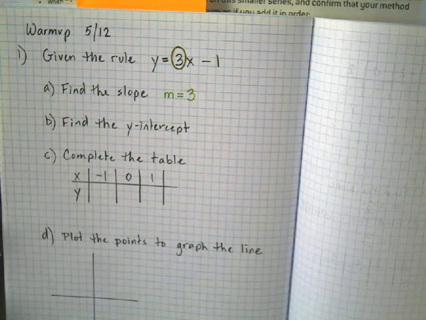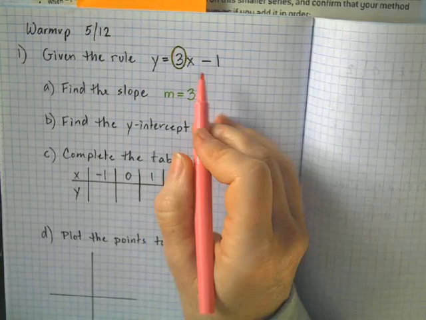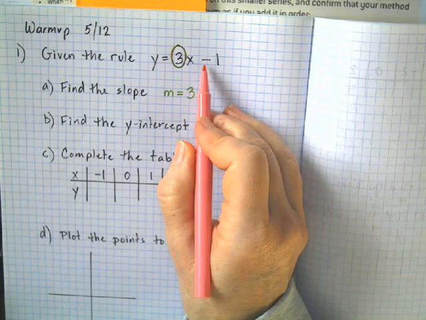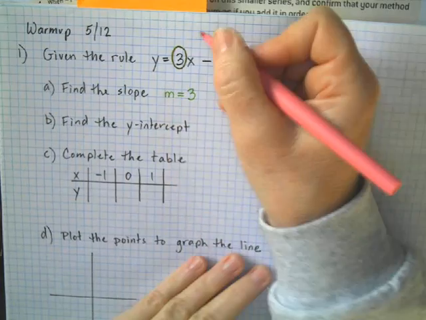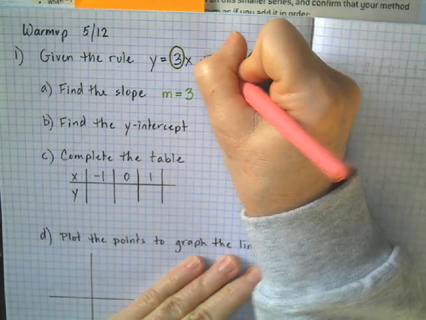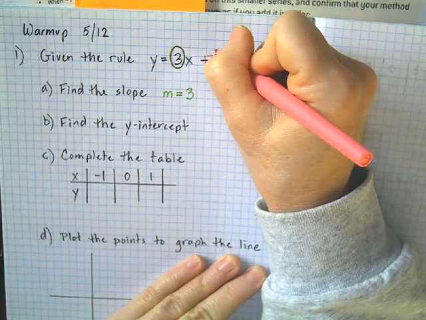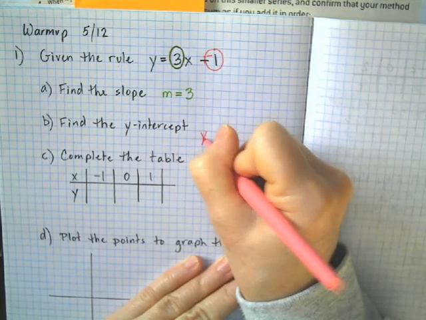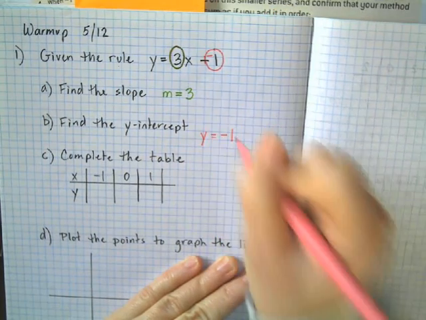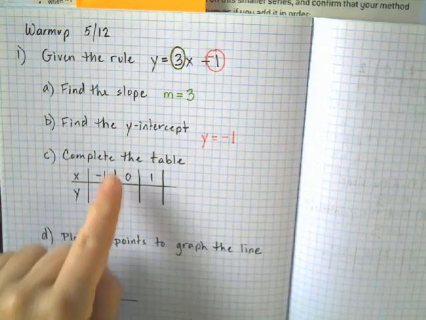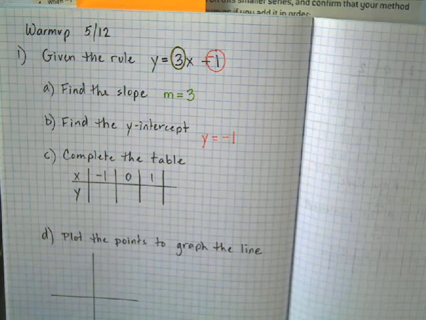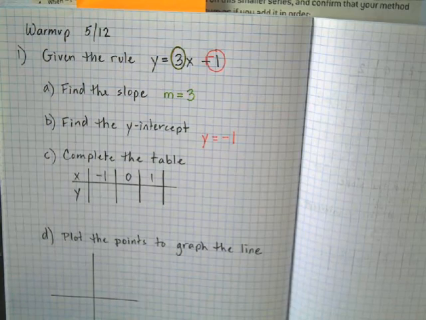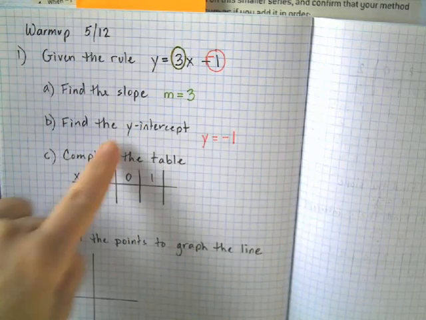The y-intercept is the number that is not with the x. Now we need to be careful here. It says minus 1, so we could rewrite that as plus a negative 1. So our y-intercept is negative 1. So y equals negative 1. Okay, now we're going to complete the table and plot the points, and we're going to see, does that really work? Do we really get a slope of 3 and a y-intercept of negative 1?